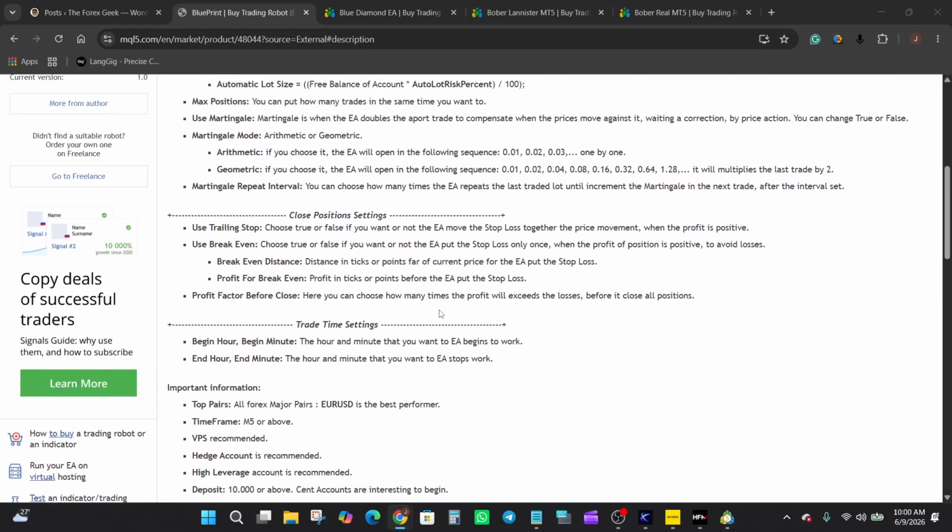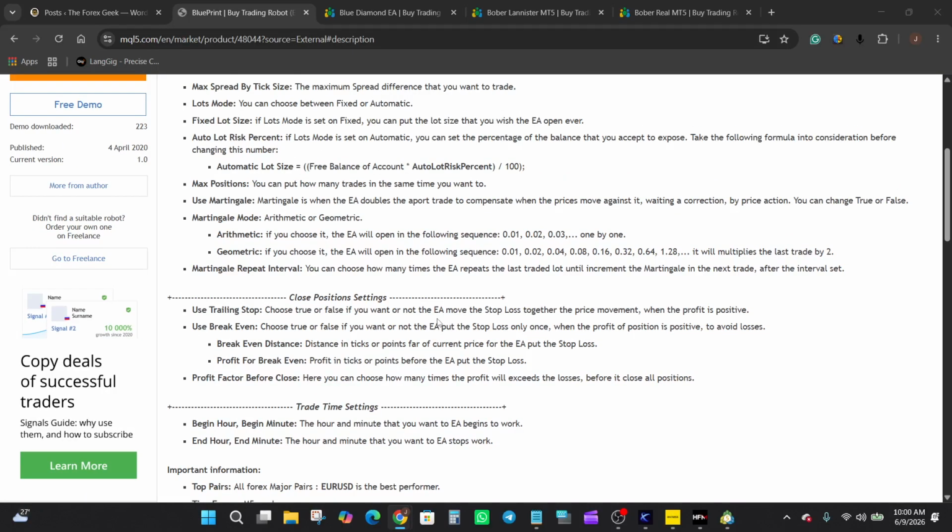Now, there is also a Martingale repeat interval setting that controls how often the same lot size is repeated before increasing further. Moving into the position management settings, the EA includes trailing stop and break-even functionality. These features can help manage open trades by locking in profits or reducing risk once positions move favorably. There is also a profit factor before close setting, which determines when all open positions are closed based on the relationship between profits and losses.